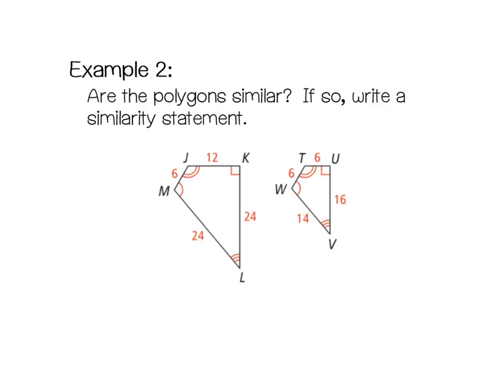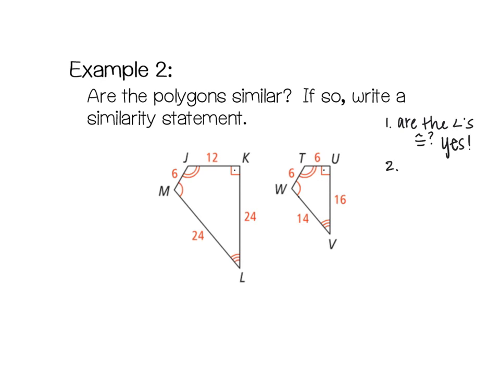Example 2 asks, are the polygons similar? If so, write a similarity statement. So there were 2 things I needed to check. 1, are the angles congruent? So if I check, I've got J and T with 2 marks, so that matches up. Then I have K and U are both right angles, so that matches. V has 3 marks and L has 3 marks, so that matches. And W and M both have 1 mark, so those are also matching. So yes, our angles are congruent.